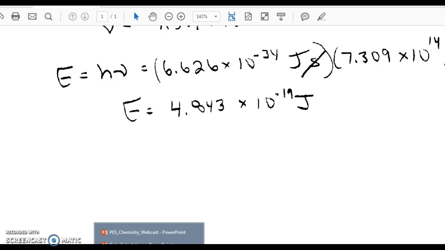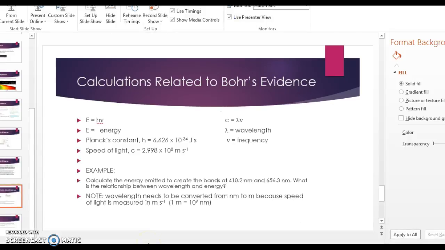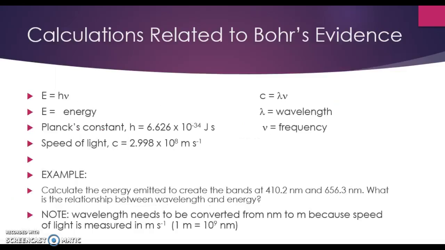So what I'd like you to do is calculate the other wavelength, 656.3 nanometers, which would be the red line that appears in the hydrogen spectrum, and then compare your answer to the one that I just did and sort of mathematically see the relationship between wavelength and energy. So you do have to convert between nanometers and meters in this calculation because you need to match up your units.